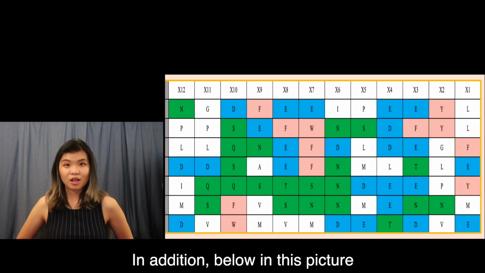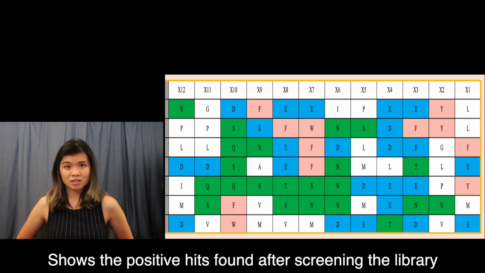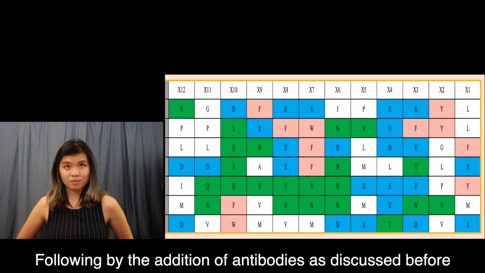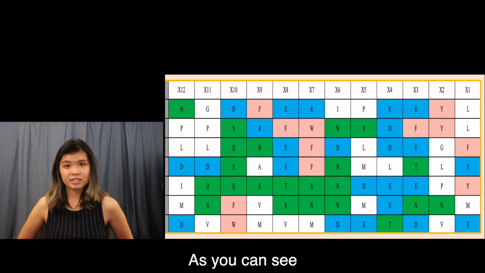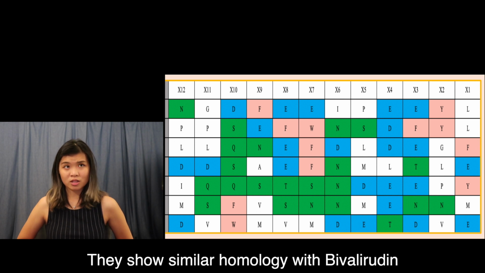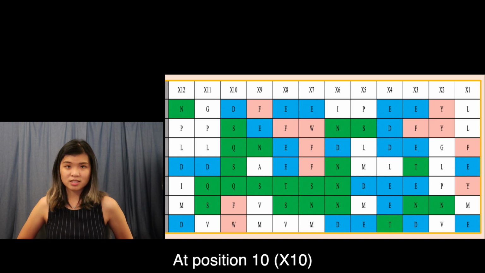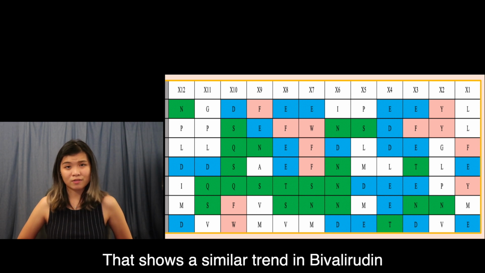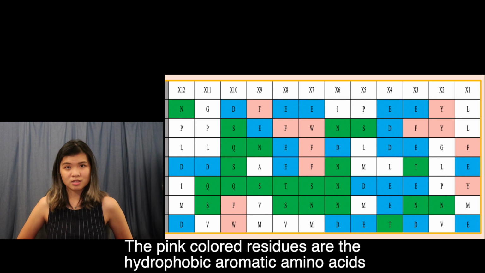In addition, the picture below shows the positive hits found after screening the library with 26 nanomolar of thrombin, followed by the addition of antibody as described before. As you can see, at position 4, negatively charged amino acids are color-coded in blue. They show similar homology with bivalirudin. At position 10, there are a lot of polar uncharged residues indicated in green that show a similar trend in bivalirudin. The pink residues are the hydrophobic aromatic amino acids.